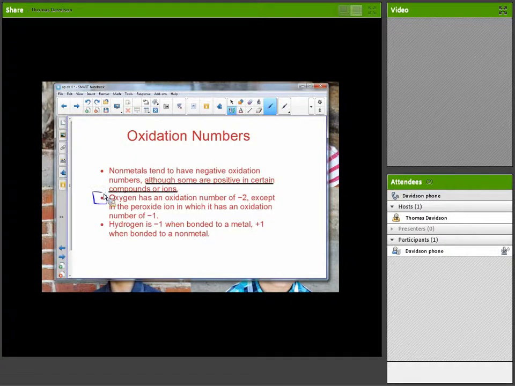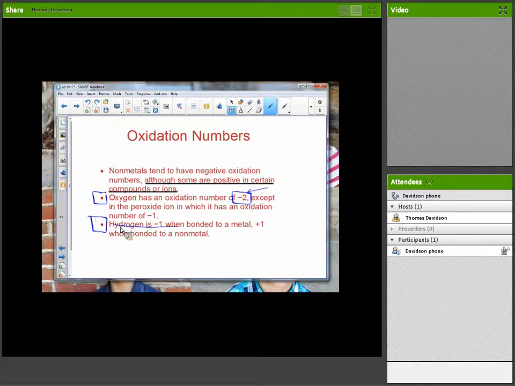Oxygen. This is one of our main ones. Oxygen has an oxidation number of minus 2. Always except in peroxide, in which it has an oxidation number of minus 1. We hardly ever deal with peroxide, so memorize oxygen's a minus 2. We're going to use oxygen to determine a lot of other things in this game, so you have to know oxygen's a minus 2.